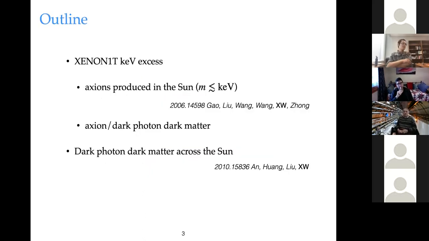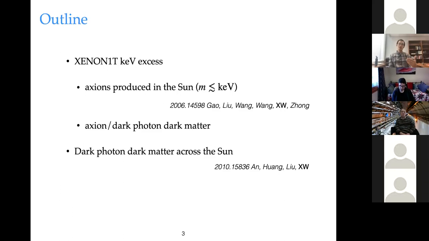So here's the outline. I have two papers related to axions and dark sector searches in the sun. The first part is related to the XENON1T excess. I will not only mention my paper in the first part of the talk. I will give you an overview of the XENON1T keV excess, but only focus on ultralight particle explanations, like solar axion, and axion or dark photon dark matter. They can also explain the keV excess.